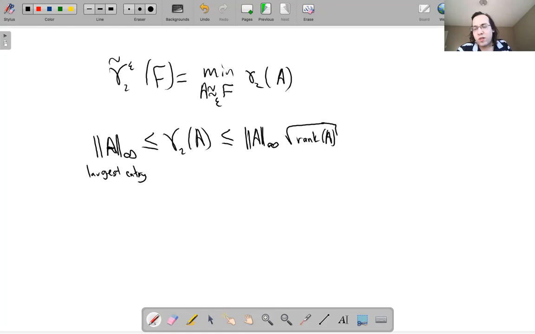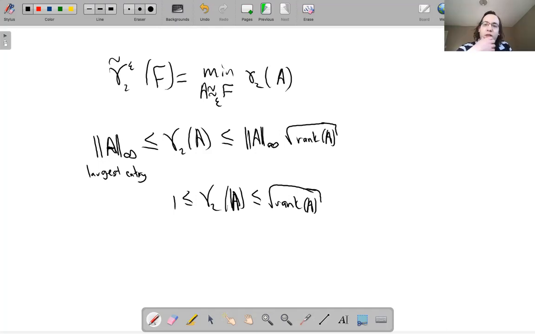Now we're going to look at matrices that have values between -1 and 1. So for such matrices, the infinity norm is always going to be at most 1. So for those matrices, the gamma 2 norm of the matrix A will be between 1 and square root rank. Okay, so this is smaller than rank. It's even smaller than square root rank. Of course, we'll take a log later, and once we take a log, then we get the log gamma 2 norm is smaller than half of log rank.